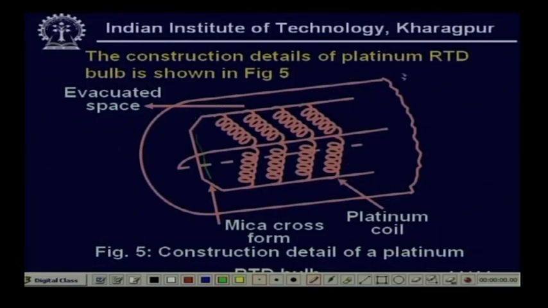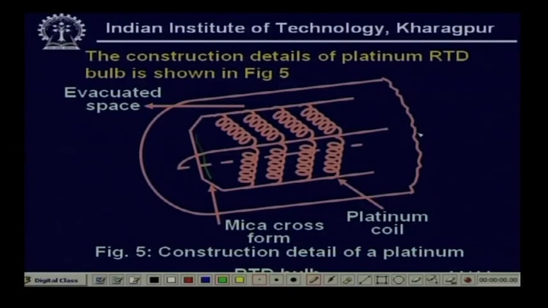This is evacuated space, and the whole thing is put in a stainless steel sheath, so that it can prevent any outside environment from reacting with it. Even though the RTD is quite inert, in case we are using other types of nickel, copper or tungsten elements, it should be protected from the environment, it should not react with the environment.